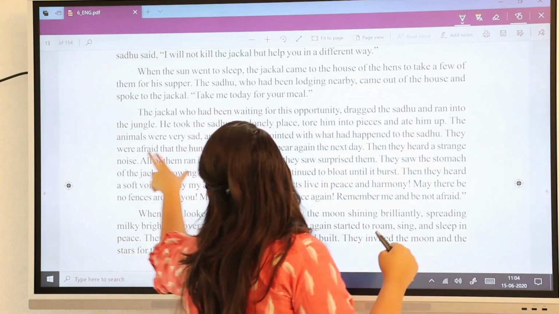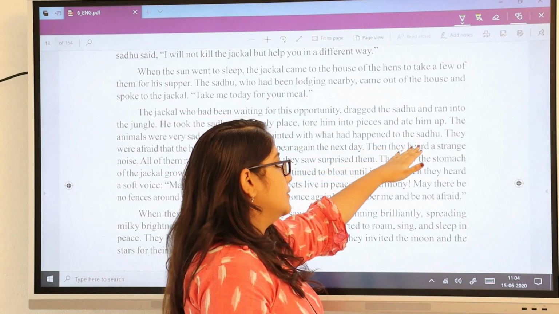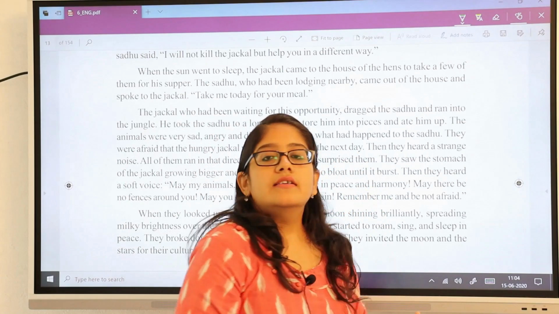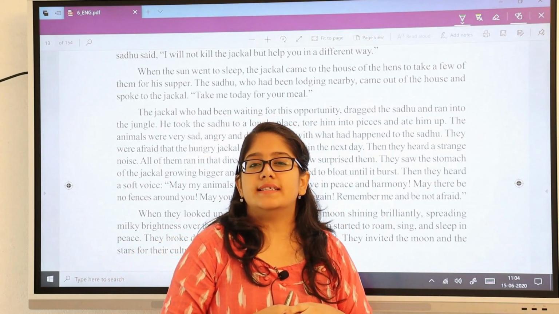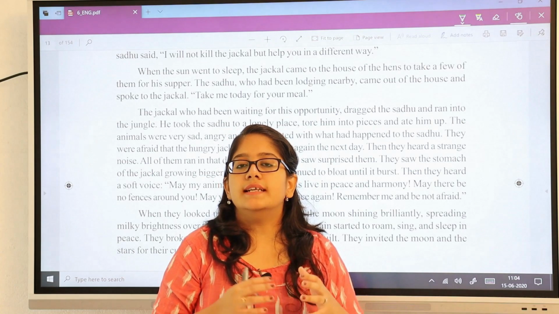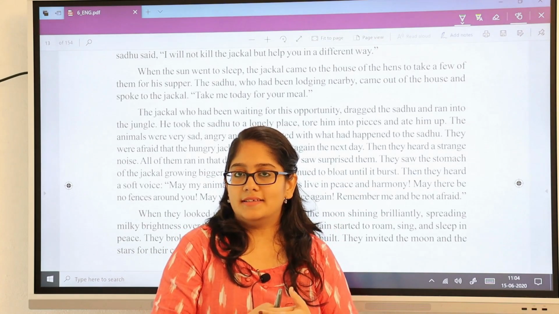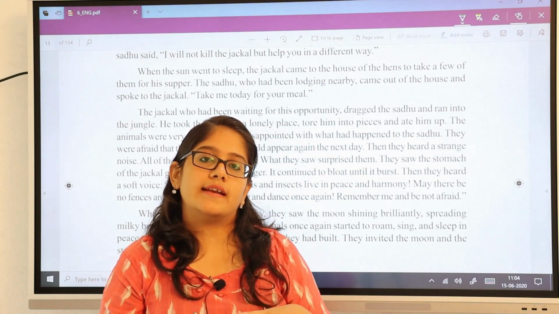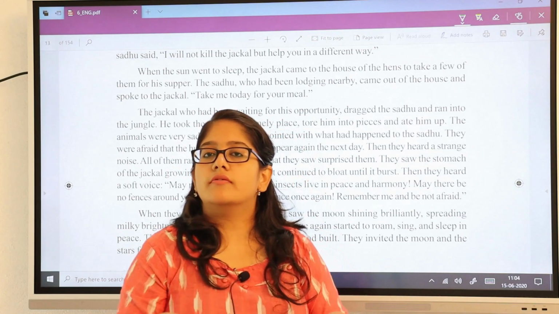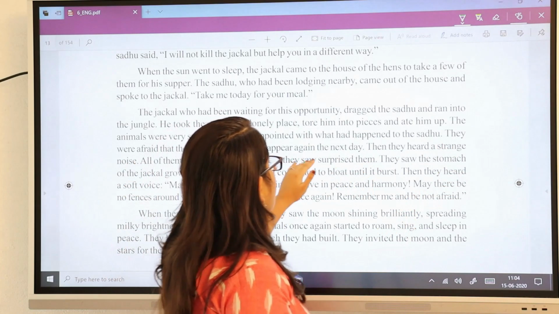He ate Sadhu. The animals were very sad, angry and disappointed with what had happened to the Sadhu. They were afraid that the hungry jackal would appear again the next day. So what happened now? All the animals were very sad, very upset and disappointed with what had happened, because till now Sadhu was there to support them. He brought the harmony back. The jackal killed him. Now they were afraid that the hungry jackal may turn up again. He may come back again and kill all of them.